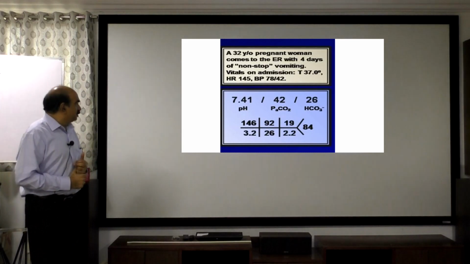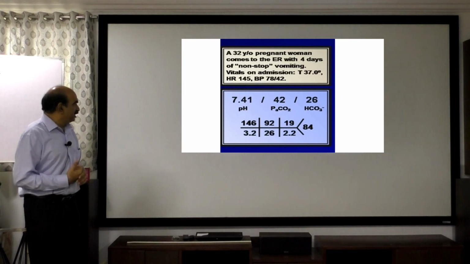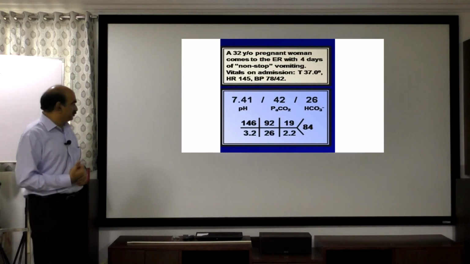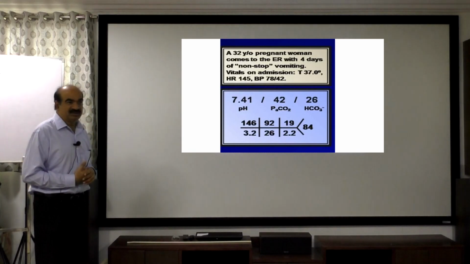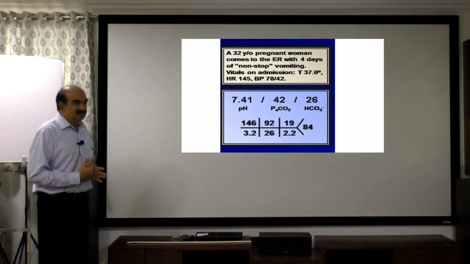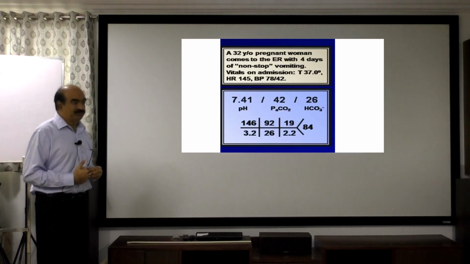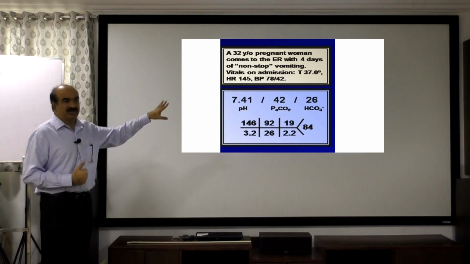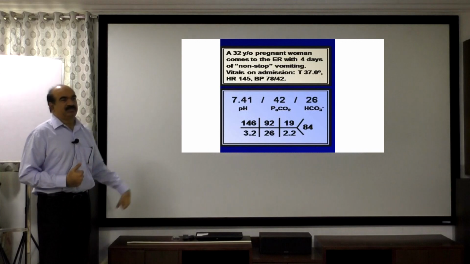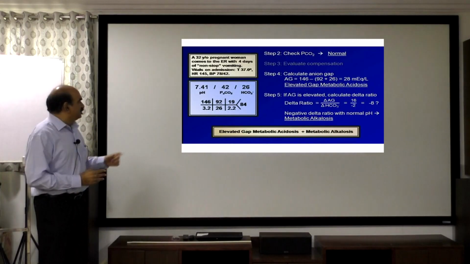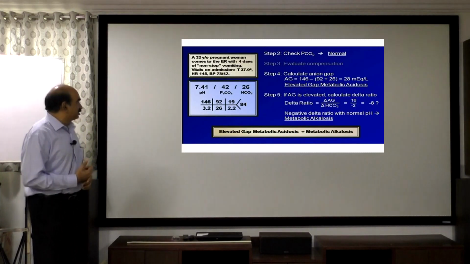But the anion gap: 146 minus 92 plus 26. That is 118, and 146 minus 118 is 28, high anion gap. So even though pH, PaCO2 and bicarb are in near normal values, we should look for anion gap. The same patient. So there is high anion gap metabolic acidosis.